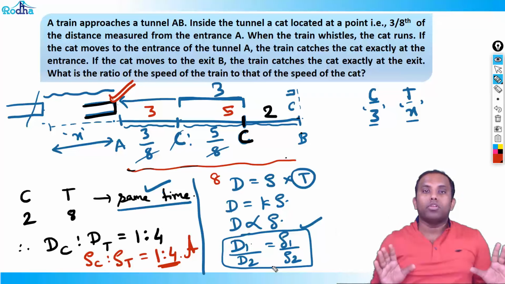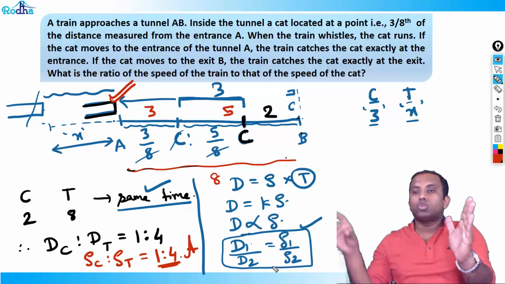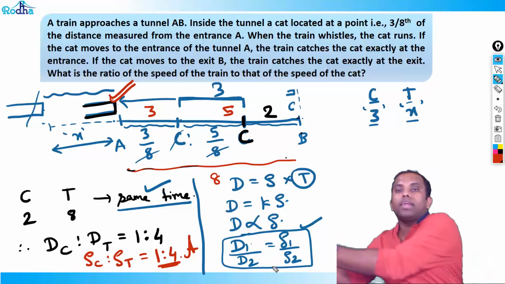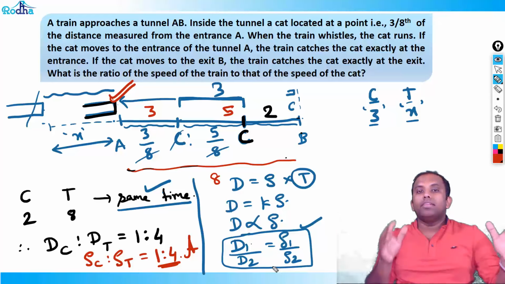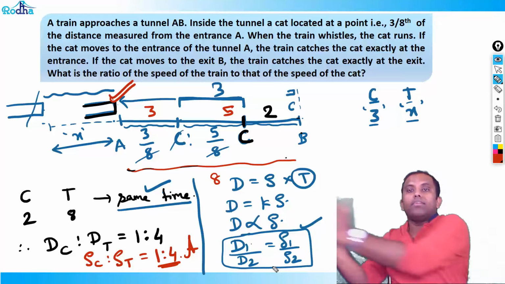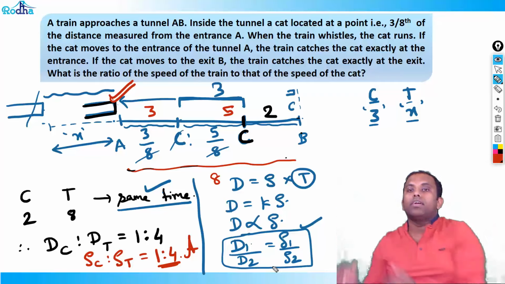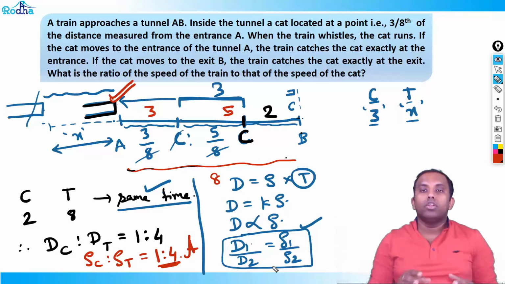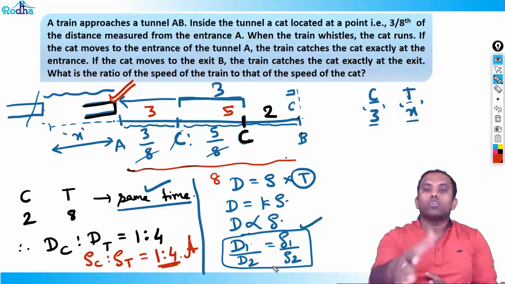So if I take this in the opposite side, if train runs x units, cat will run 3 units. So cat is right now 5 units away from B. When train runs x, cat runs 3. So now train is at the entrance and cat after running 3, so 5 minus 3 is 2. So cat is 2 units away from B, and both have to meet at the exit at the same time. That means in the time when cat runs 2, the train runs 8 and both meet at the exit. That means ratio of distance is what? 2:8, that is 1:4. And since time is the same, ratio of distance equals ratio of speeds.